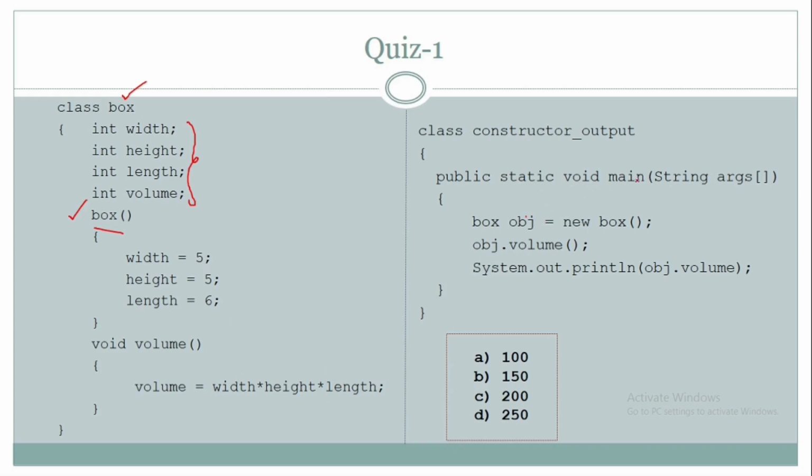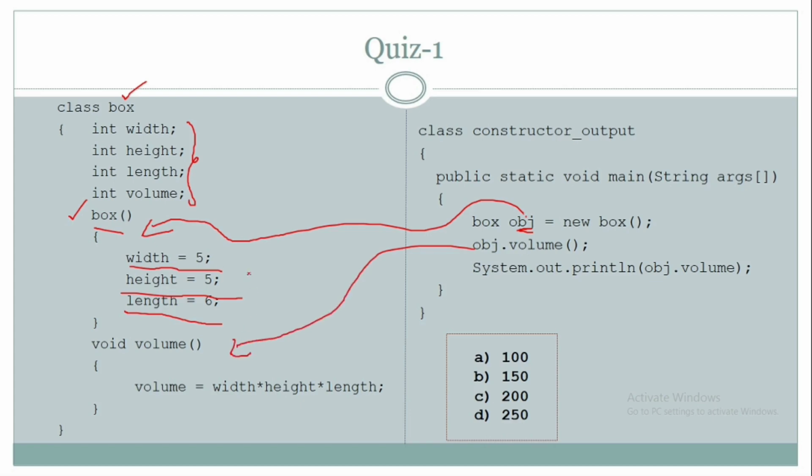Then we have the main function, and as you can see, we have created an object. As you already know, whenever an object is created, the constructor is called automatically and the values are initialized. Width is initialized to 5, height is initialized to 5, and length is initialized to 6. After that, we call the volume method. It calculates the volume, that is 5 into 5 into 6, which is 150. The value will be stored to volume.